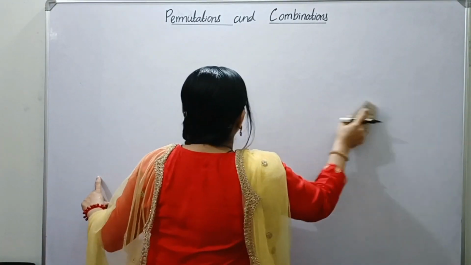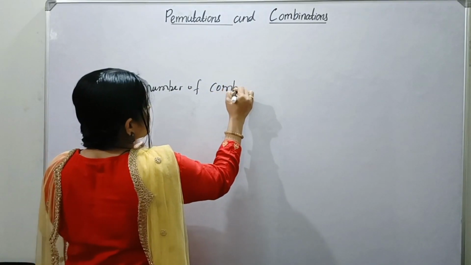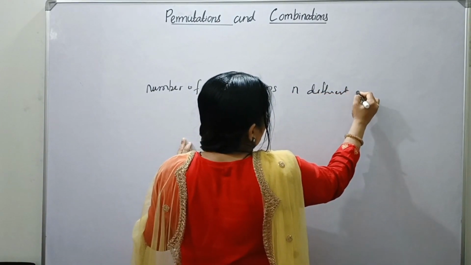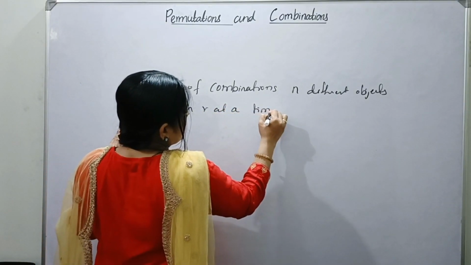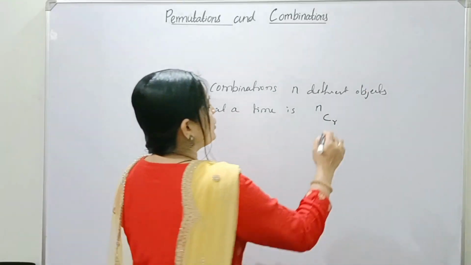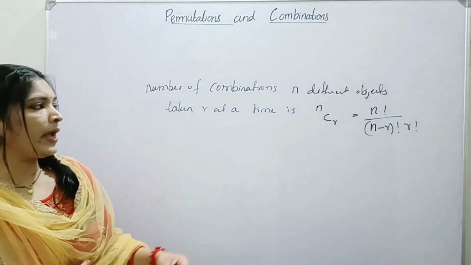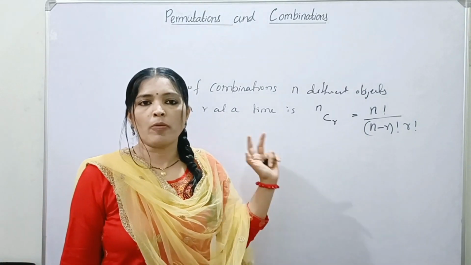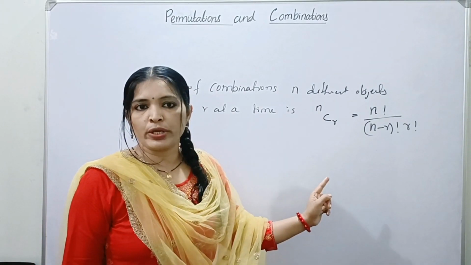So what is a combination? The number of combinations of n different objects taken r at a time is denoted by nCr, and that is equal to n factorial divided by (n minus r) factorial times r factorial. It is the formula for combinations, nCr.